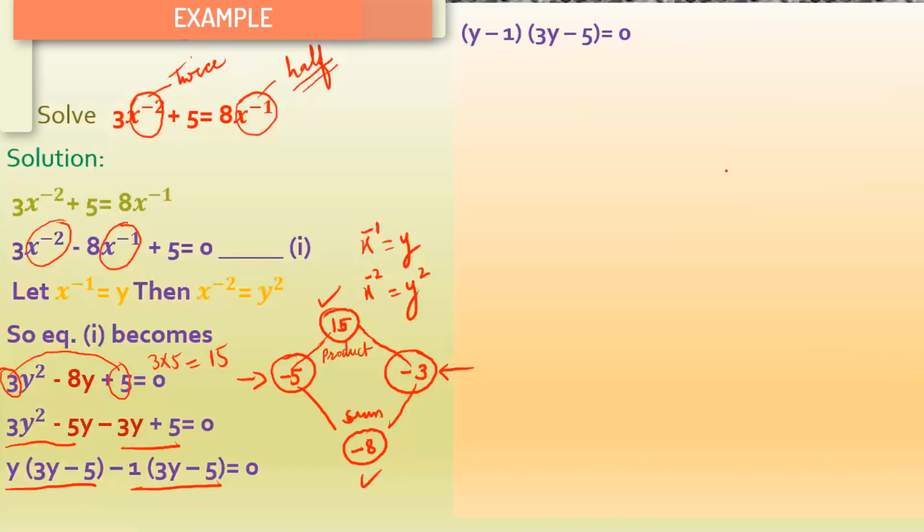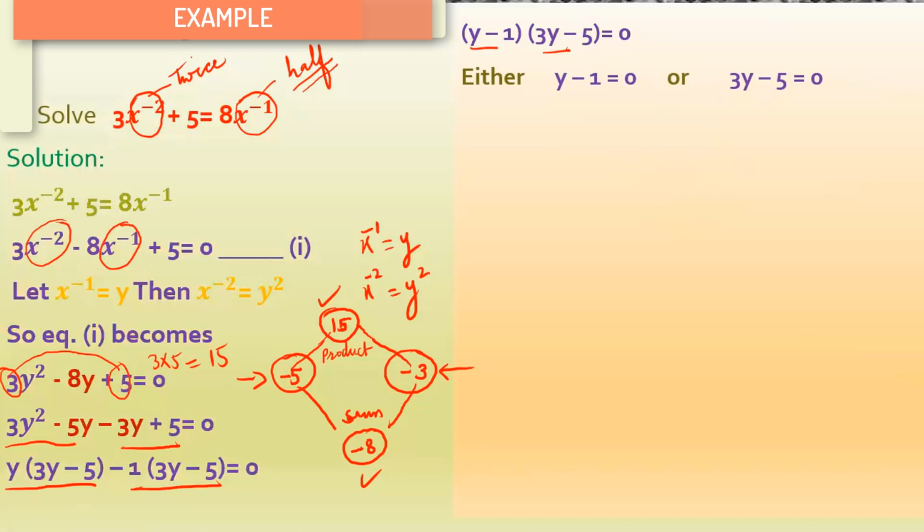The product of two numbers, look at the screen. If this is 0, 0 multiplied by 3y minus 5 is 0. And if this is 0, y minus 1 into 0 is equal to 0. If the product of two expressions is 0, then one of them has to be 0. So we can write either this is equal to 0 or this is equal to 0, like this. Okay. Next.